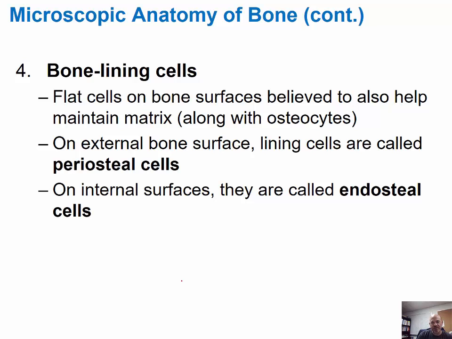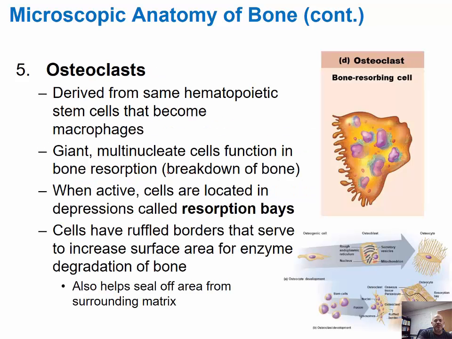On the external bone surface, the lining cells are called periosteal cells, and on the internal surface they're going to be called endosteal cells, for endosteum and periosteum. And then we have the osteoclast. These are the multinucleated cells. They are derived from hematopoietic stem cells, or from the same ones that can become macrophages.